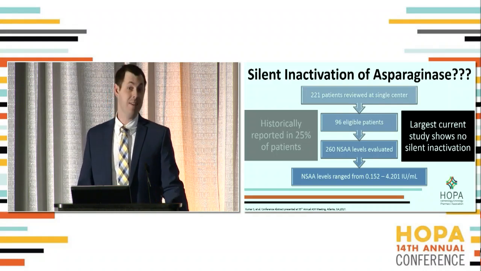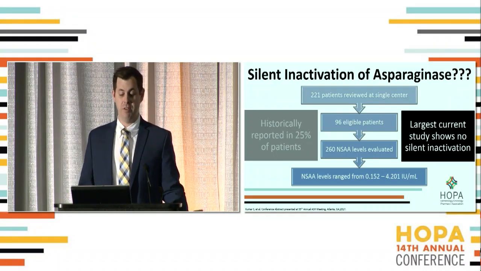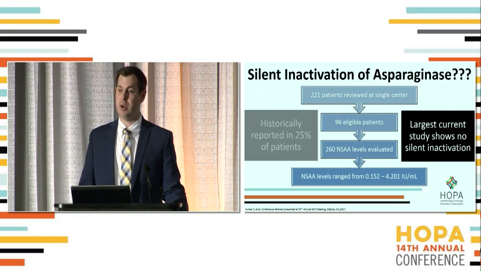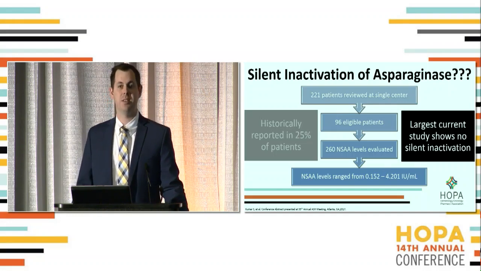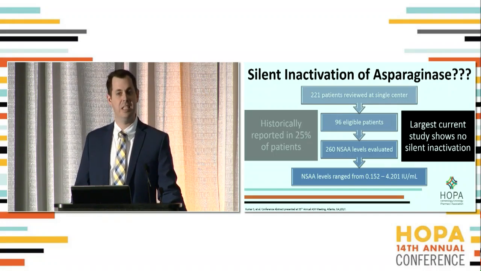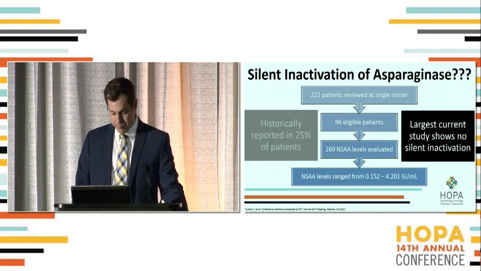But I think this does look at, when you look at the range of levels, 0.15 to 4.2, are our doses too high? Europe routinely uses lower doses, and these are incredibly expensive medications, and can we get away with significantly lower doses and still hit our targets of asparaginase activity levels being greater than 0.1?